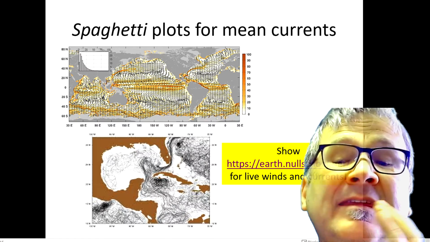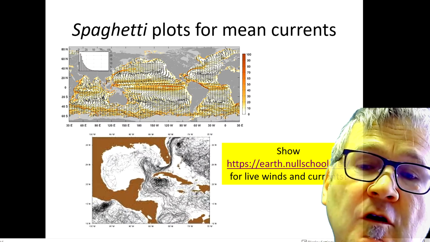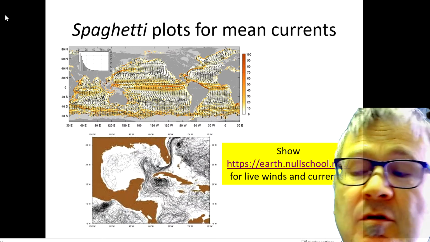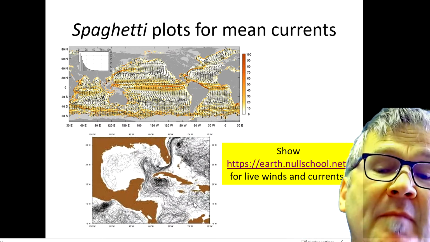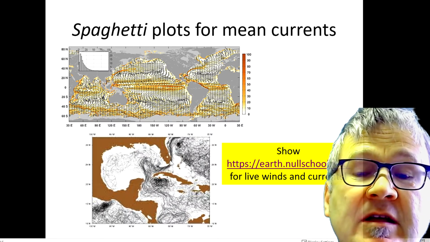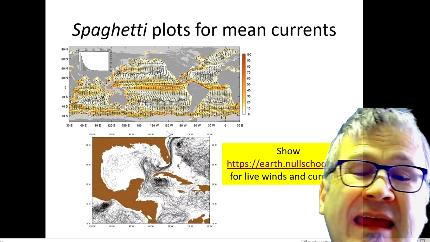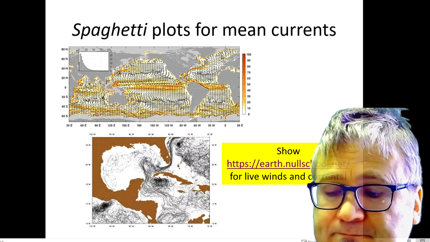You also get an idea of where the regions with weaker flows are, or where the main pathways of current are. What you see here at the bottom is the Gulf of Mexico, and this is where the Gulf Stream originates. You can see the Gulf Stream here in this main pathway in this spaghetti.